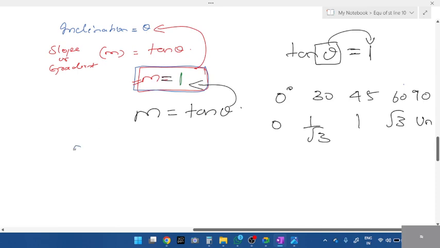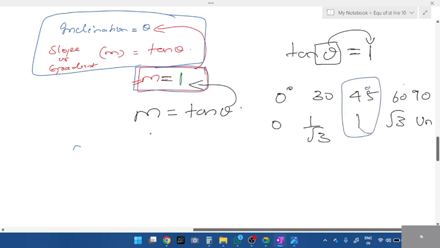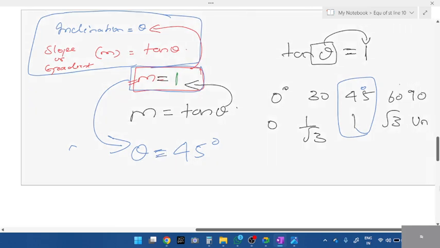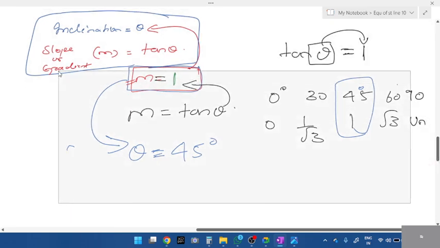Remember theta and m, students. These two are related. If one value is given, you can find the other one, and vice versa. Tan theta is given as 1. 1 corresponds to 45 degrees. Therefore, theta is equal to 45 degrees. So if they give m is equal to 1, you should be able to answer theta is 45 degrees. Using that angle, we have to solve the questions. This is the first type of question you'll get.